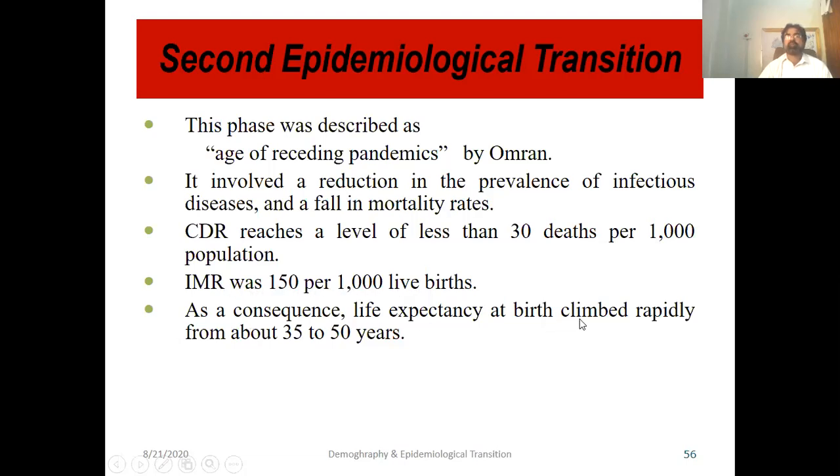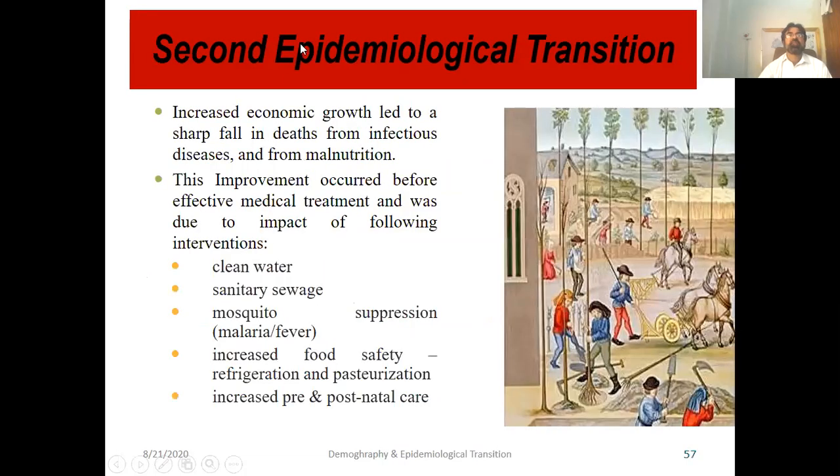As a consequence, life expectancy at birth climbed rapidly from about 35 to 50 years of age. In this stage, increased economic growth led to a sharp fall in deaths from infectious diseases and from malnutrition. This improvement occurred before effective medical treatment and was due to the impact of the following interventions. Clean water was made available to the people, sanitation improved, and the malaria mosquito was suppressed. Malaria had engulfed so many thousands and lakhs of people, and it was overcome.